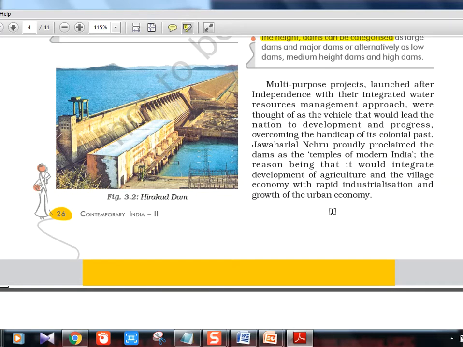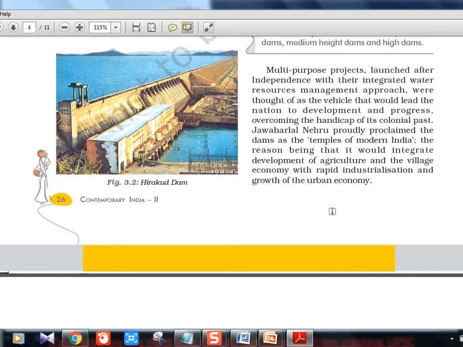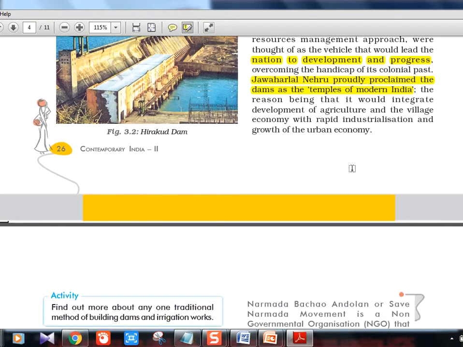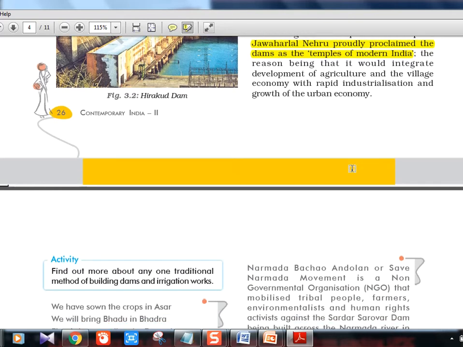Multipurpose projects launched after independence, with their integrated water resource management approach, were thought of as a vehicle that would lead the nation to development. So dams were considered the vehicle for development and progress. Jawaharlal Nehru proclaimed that dams are the temples of modern India. So for any related question, you can quote this, because Nehru, Gandhi and others are favorites of UPSC. They would like it if you quote them.